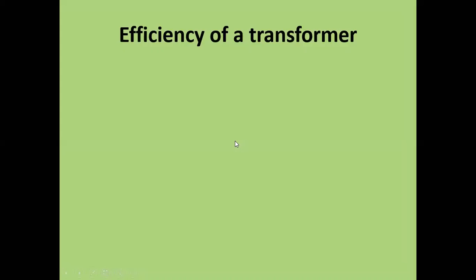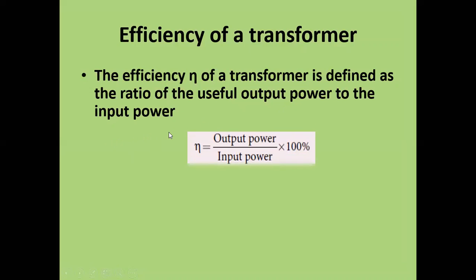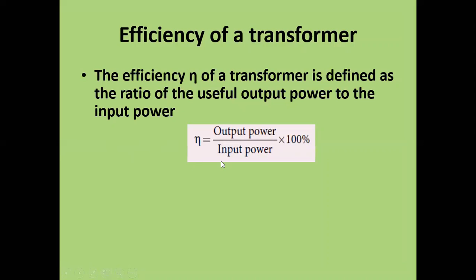Now here one more thing we have to learn. What is the efficiency of the transformer? Efficiency is output by input. It is the ratio of useful output power to the input power. So efficiency can be written as output power by input power into 100%. Efficiency will always be represented in percentage, so we are writing it as 100%.